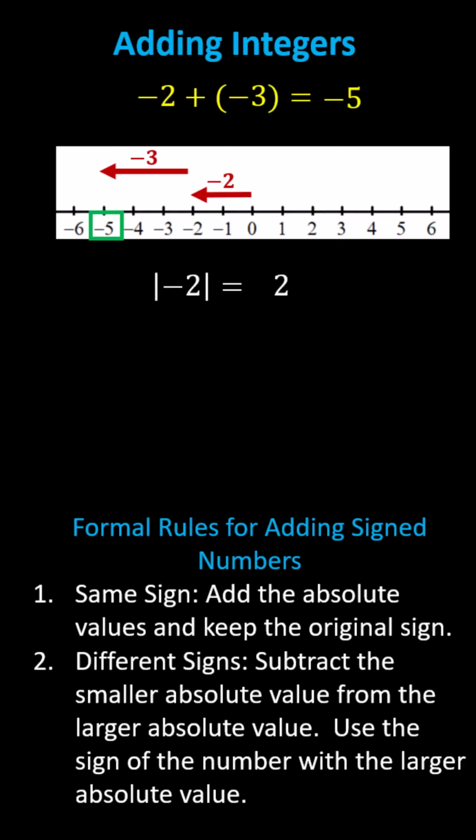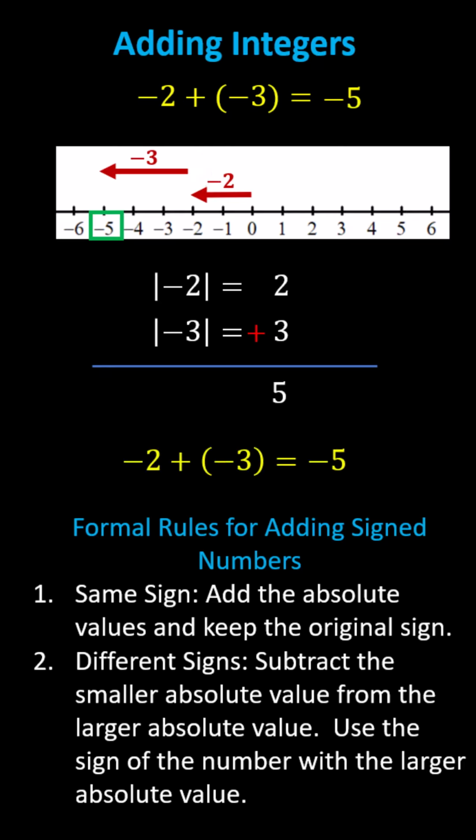The absolute value of negative 2 is 2. The absolute value of negative 3 is 3. We add 2 and 3, which gives us positive 5. However, the original signs were negative, and therefore the original sum is negative 5.